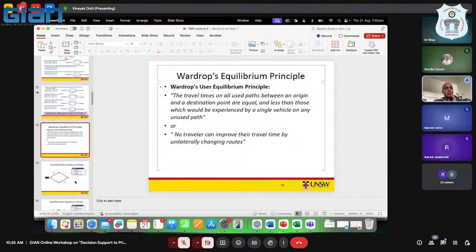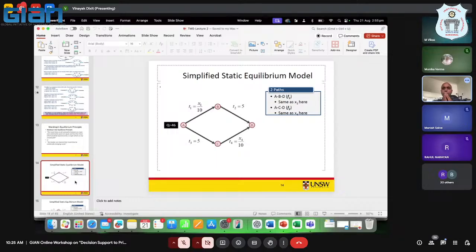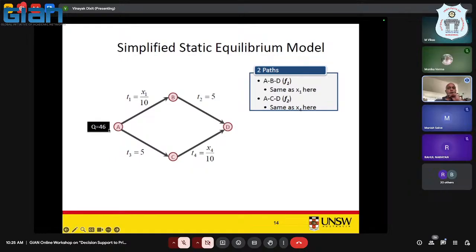Now let's take another simplified model. We have two paths, ABD and ACD, and there are 46 people who want to go from A to D. We did this before. They are very symmetric. So this is x1 by 10, 5, 5 plus x4 by 10. How would people split themselves on this route? What will be the equilibrium solution? What will be x1 and what will be x4?